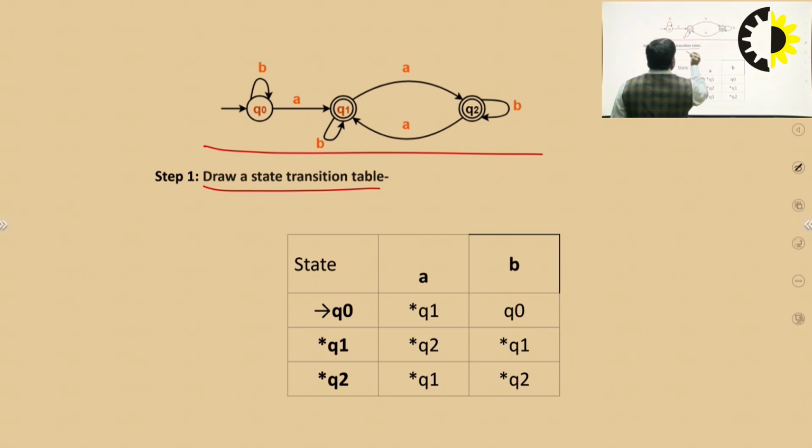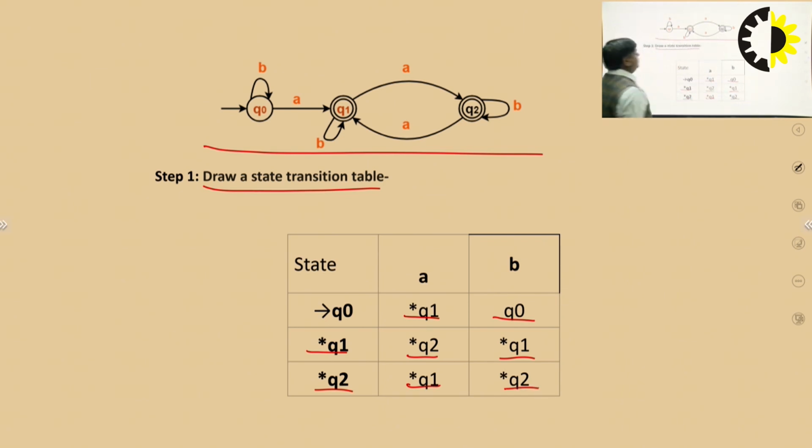Now Q0 on A goes to Q1, Q0 on B goes to Q0, no problem. Now from Q1 on A, that is Q2, and Q1 on B, that is Q1, a self loop. Now Q2 on A, that is Q1, and Q2 on B, that is the self loop.